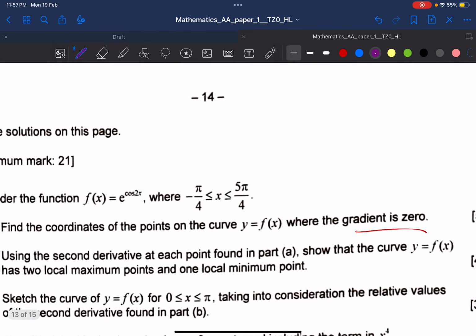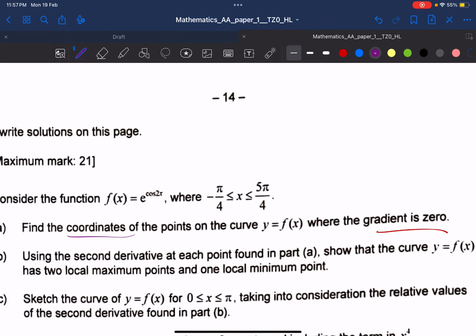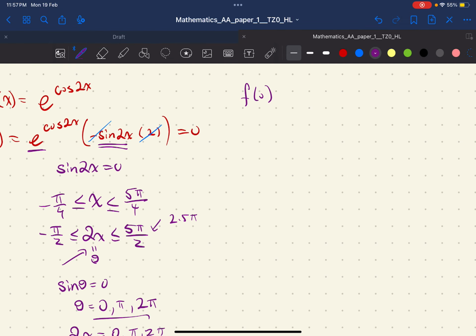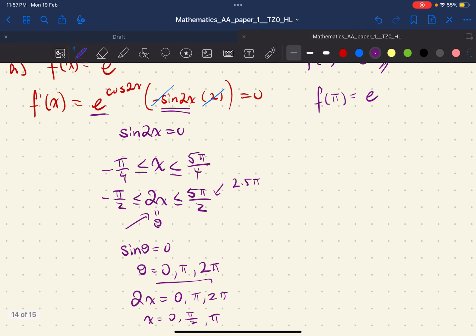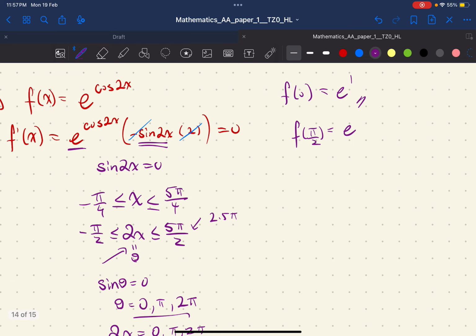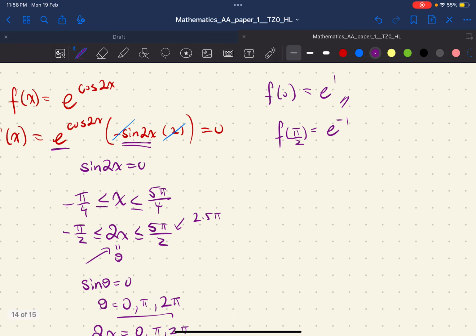And then we need to find the coordinates, right? So we need to plug it in. Right here, f of 0 would be e to the power of cosine 0, right? Cosine 0 is 1. Okay, so that's basically it. And then f of pi over 2 is e to the power of cosine pi, my bad, should be cosine 2x, so power of cosine pi. Cosine pi would be negative 1, right? Negative 1, just to make sure, yeah.